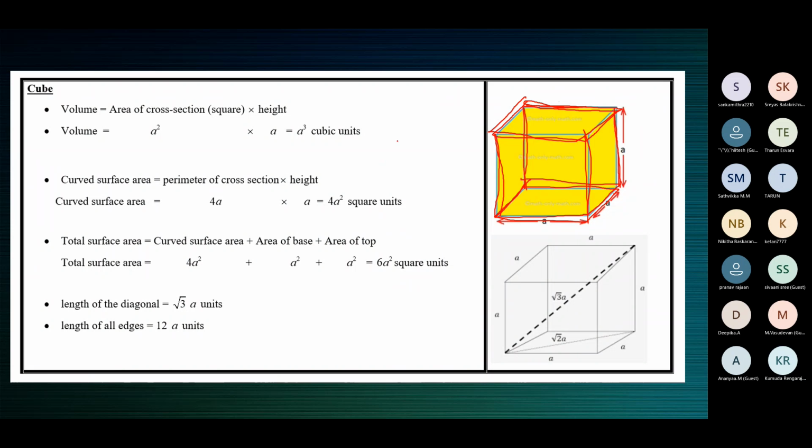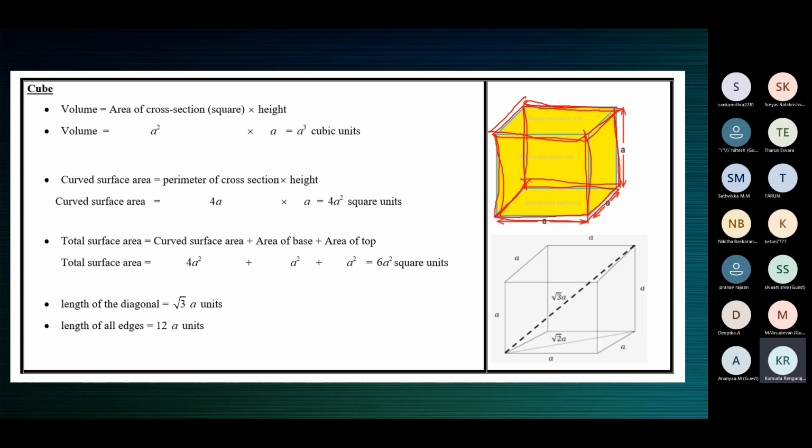Okay. So it's like this. Each edge has a length of A units. So 12 edges, 12A units. So 12 edges, A plus A plus A, 12A. So the length of the tape needed, supposing you want to fasten the edges with sellotape, say you want to bind up the edges. What will be the length of the tape you need?